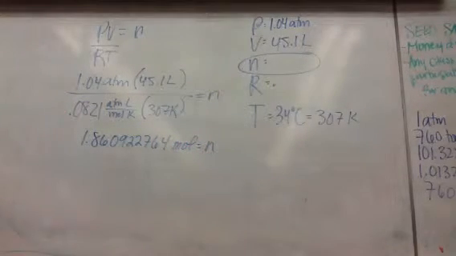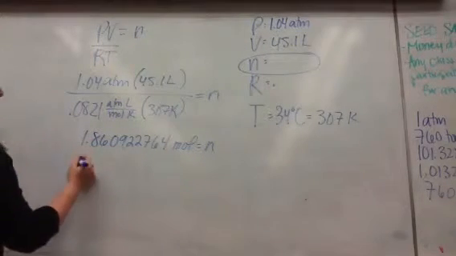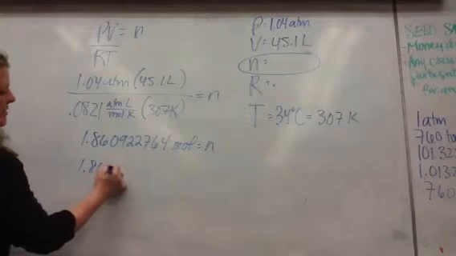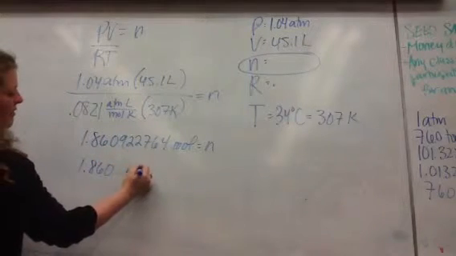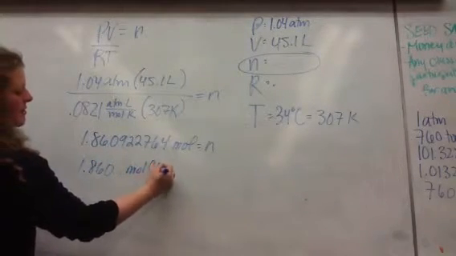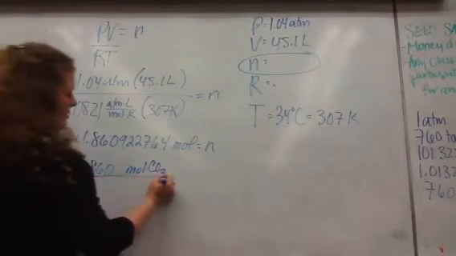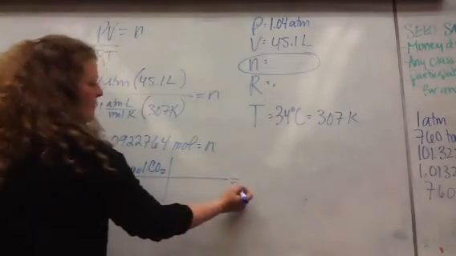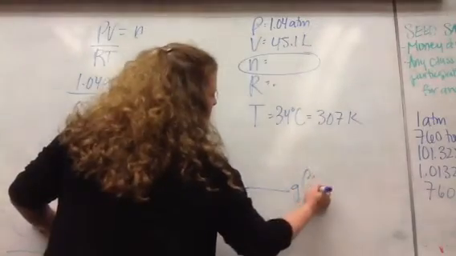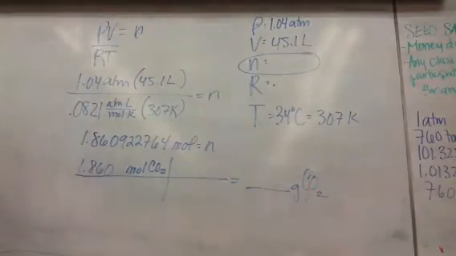Okay. Is that the answer we wanted? No. We wanted to know what the mass was. You have to convert it. So now we have to do a factor label. Yay! So you're going to take 1.860, etc., not rounding, moles of CO2. And how do you convert to mass of CO2? Molar mass. Yeah, molar mass.